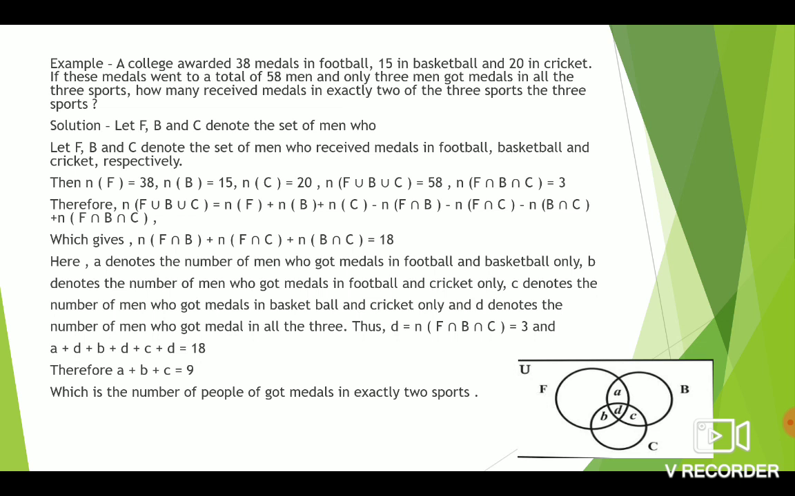Here A denotes the number of men who got medal in football and basketball only. B denotes the number of men who got medal in football and cricket only. And C denotes the number of men who got medals in basketball and cricket only. And D denotes the number of men who got medal in all the three. Thus D is equal to 3, which is given in the question. And then A plus D plus B plus D plus C plus D is equal to 18. Therefore, A plus B plus C is equal to 9, which is the number of people who got medals in exactly two sports. This is our answer.